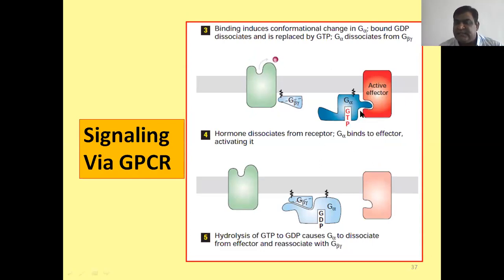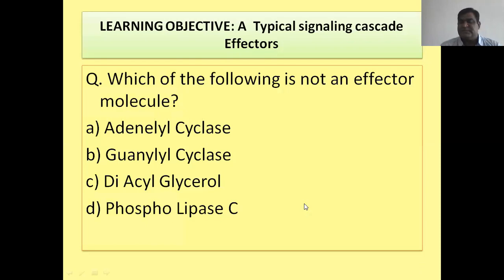The G alpha which is bound to GTP will be inactivated by autohydrolysis. When it is bound to GDP, it will be inactive. There will be no affinity for the effector. It will come back to G beta and gamma, and the effector will become inactive. If the ligand is not there, this entire cascade will stop, and the trimeric protein will come into its native or original conformation. This is how the entire cell signaling cascade is governed in the case of GPCR.